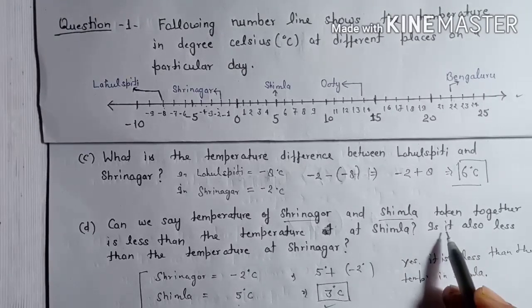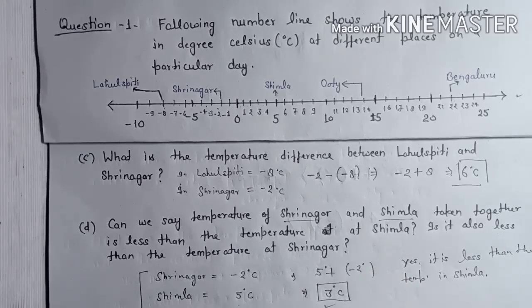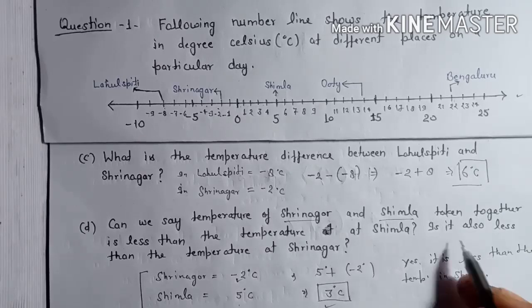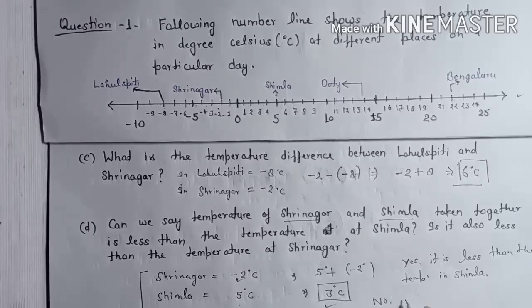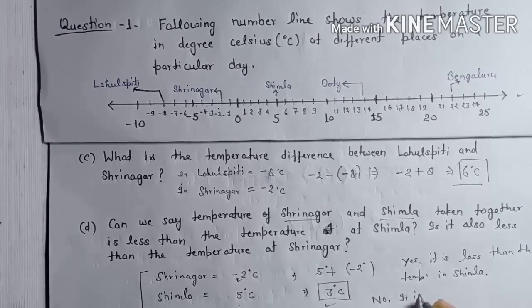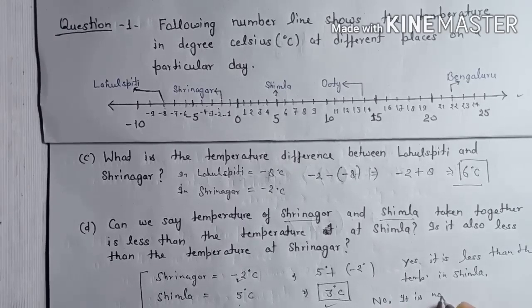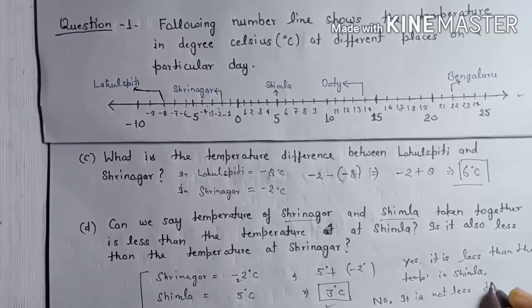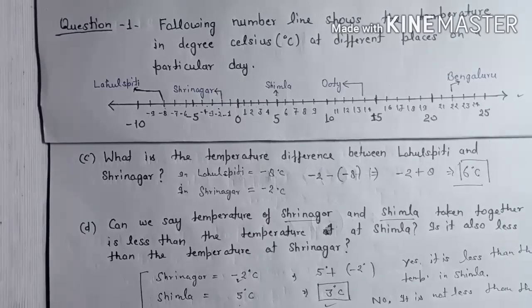And the second part of the question is: is it also less than the temperature of Srinagar? The temperature of Srinagar is -2 degrees Celsius, and the combined temperature is 3 degrees Celsius. So you can clearly say that it is not less than the temperature of Srinagar. So right here, no, it is not less than the temperature in Srinagar.